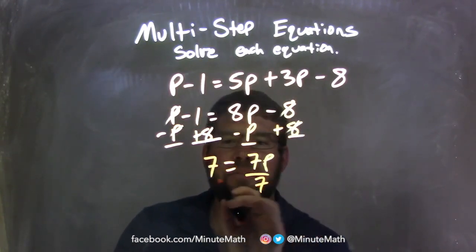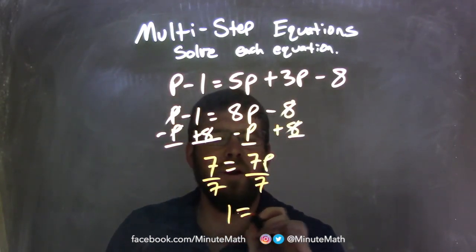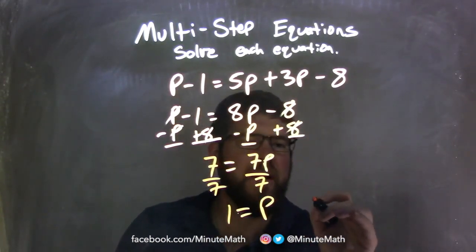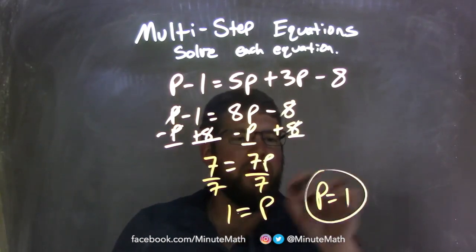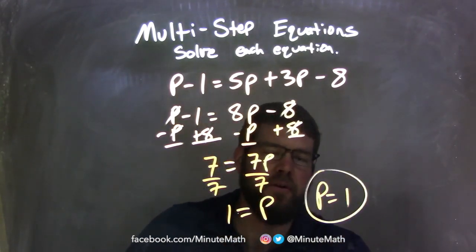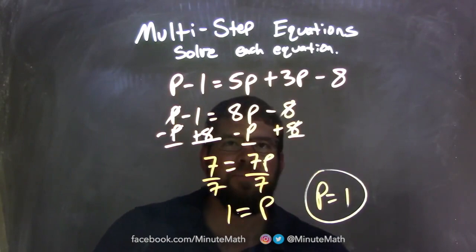Well, if I divide by 7, I can cancel out that 7, leaving me with just 1 equals the letter p. And I can rewrite it nice and neat: p equals 1. First, the letter, then equals the number. And that's our final answer. Pretty simple.